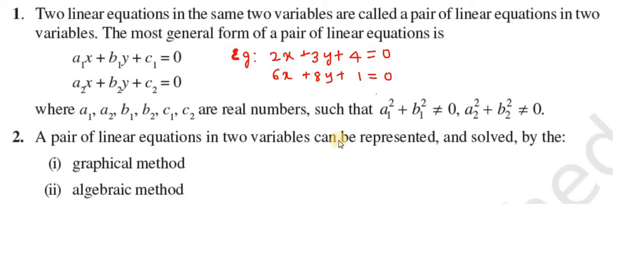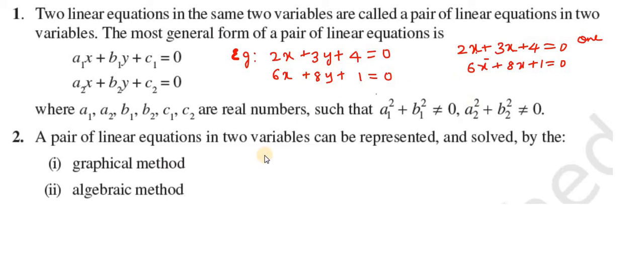Like this you can use so many examples, but you can't give an example like 2x plus 3x plus 4 is equal to 0. Why? Because if you use this example, it becomes one variable, since x and x are both the same variable. Likewise 6x plus 8x plus 1 is equal to 0 becomes only one variable.